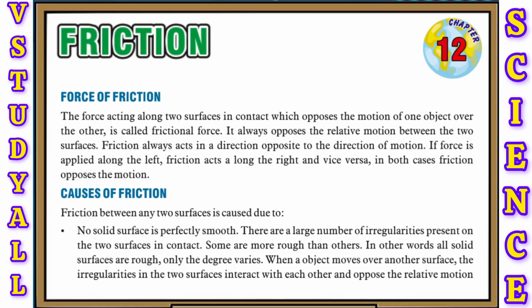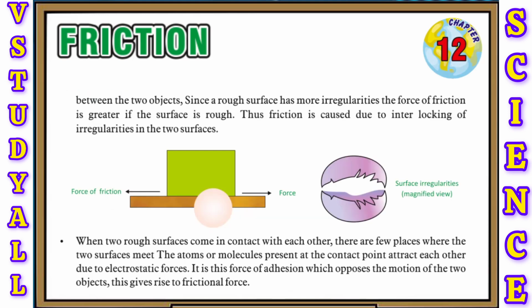So now let's see the causes of friction. Friction between any two surfaces is caused because no solid surface is perfectly smooth. There are a large number of irregularities present on the two surfaces in contact. Some are rougher than others. In other words, all solid surfaces are rough, only the degree varies. When an object moves over another surface, the irregularities in the two surfaces interact with each other and oppose the relative motion between the two objects. Since a rough surface has more irregularities, the force of friction is greater if the surface is rough.